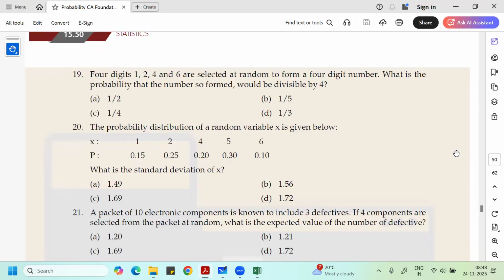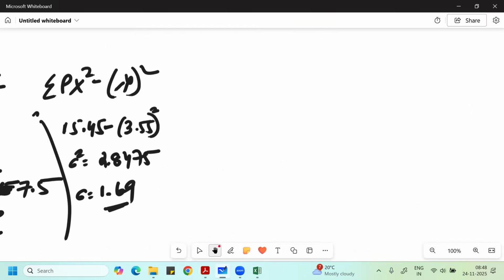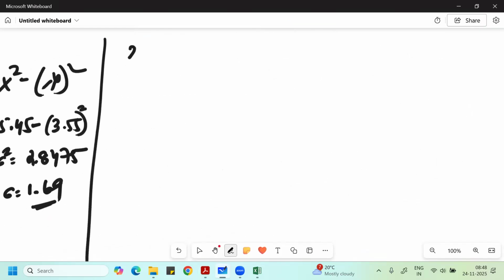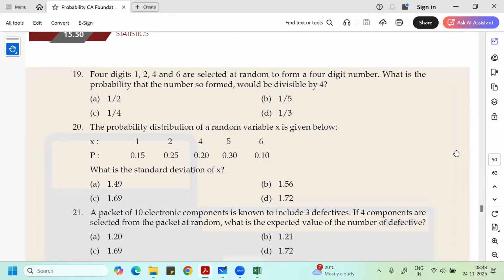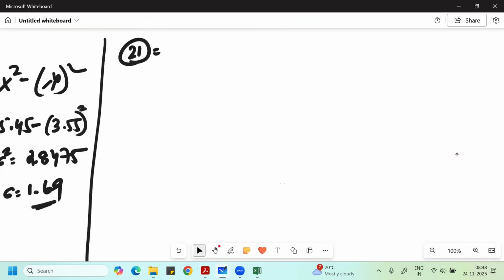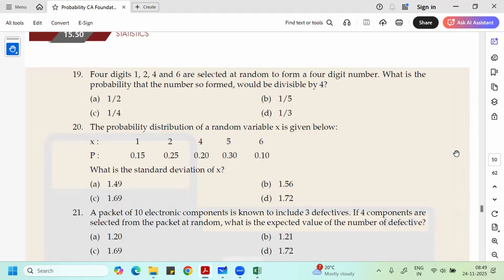The answer is option C. Question number 21: a packet of 10 electronic components is known to include 3 defective. Out of 10, 3 are defective, and then you have 7 normal components. Here 4 components are selected at random; find the expected number of defective.